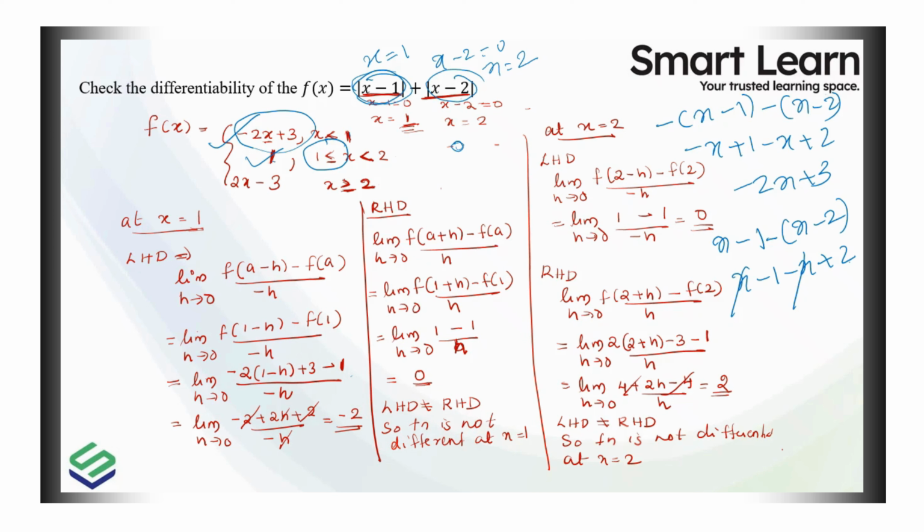RHD: limit h tends to 0 f of a plus h minus f of a by h. F of a plus h, so here f of 1 plus h minus f of 1 by h. So f of 1 plus h is 1, and at 1 also it is 1. So 1 minus 1 by h, that is 0 by h, which is 0. So LHD is not equal to RHD. So the function is not differentiable at x is equal to 1. Similarly, you can do it at x is equal to 2.